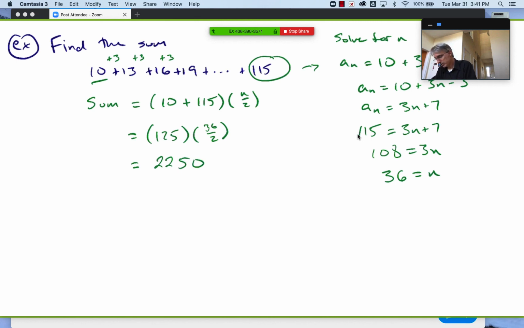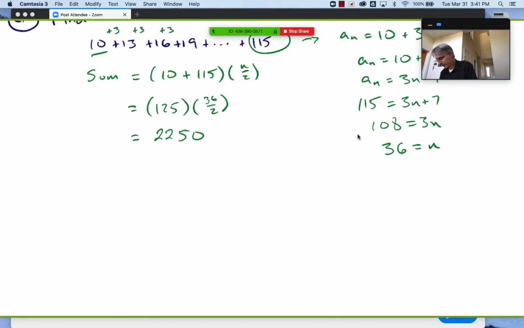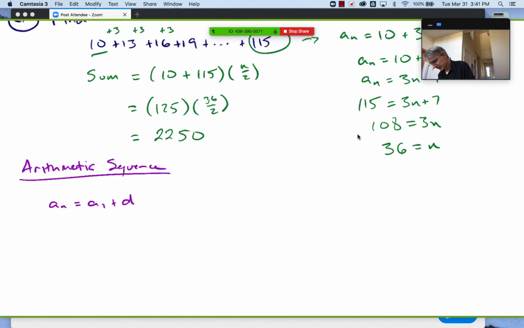So in addition to the formula from yesterday, the definition of an arithmetic sequence, the nth term is the first term plus the constant difference times n minus 1. And now what we have is the sum is going to be the first term plus the nth term, whatever the nth term is, times n divided by 2.